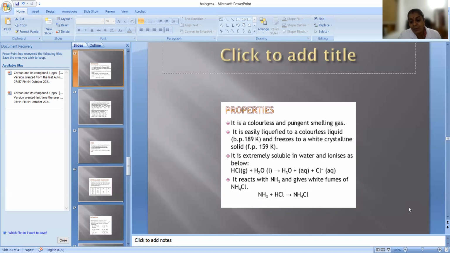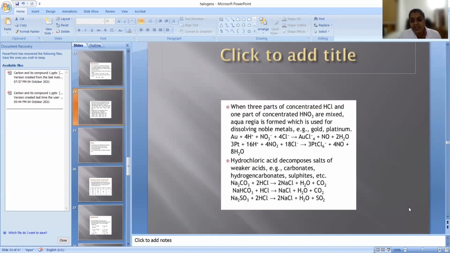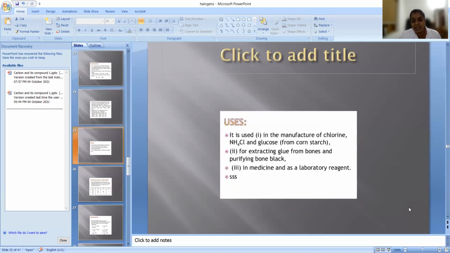It reacts with ammonia and gives white fumes of ammonium chloride. And when 3 parts of concentrated HCl and 1 part of HNO3 are mixed, we will get aqua regia. Okay. And hydrochloric acid decomposes salts of weaker acids: sodium carbonate and HCl give sodium chloride, water, and carbon dioxide.